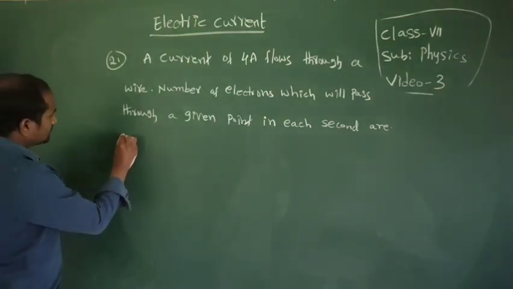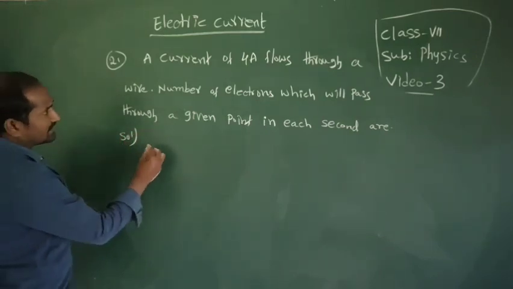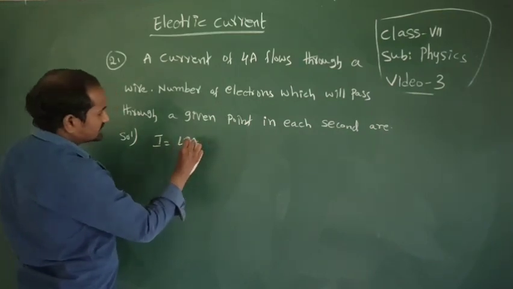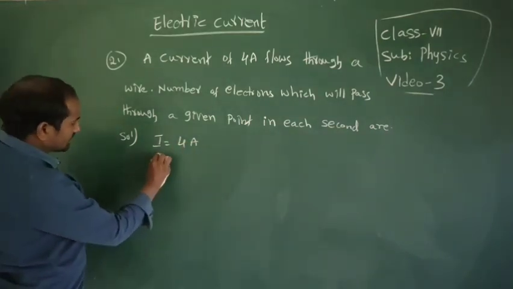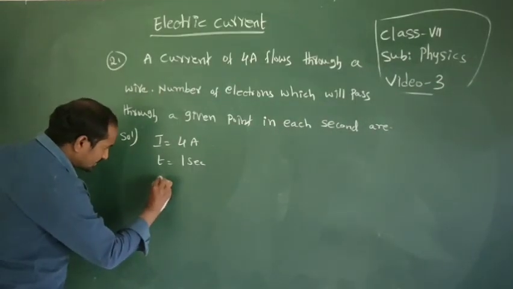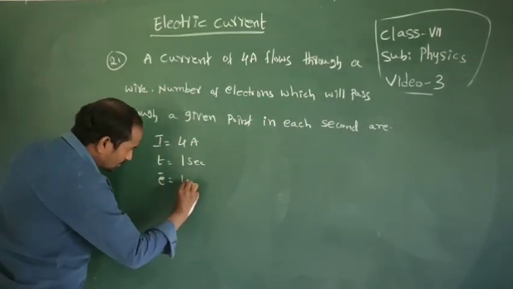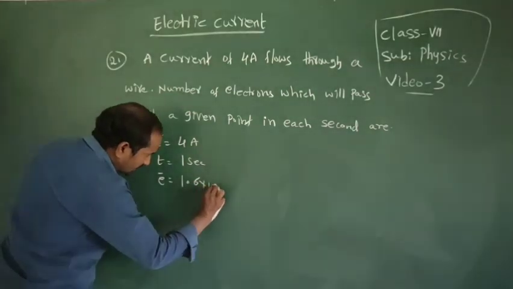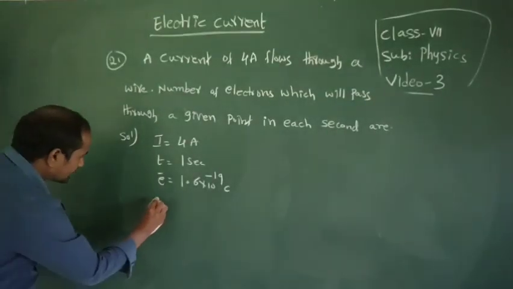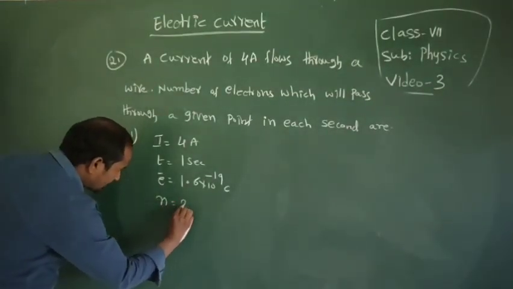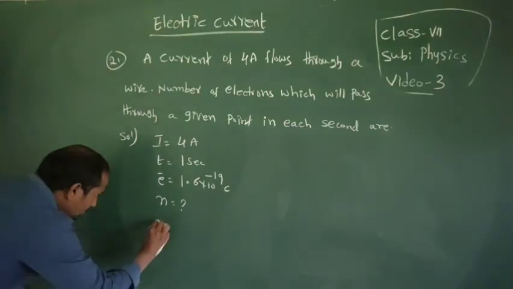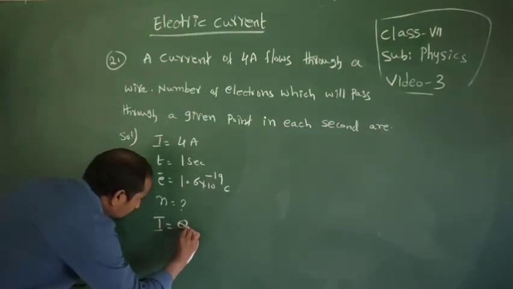So here, what are the given values? I is given. I equal to 4 amperes. Next, T is given, 1 second. At the same time, we know that charge of electron equal to 1.6 into 10 power minus 19 C. Then find the number of electrons here. We know that I equal to Q by T.